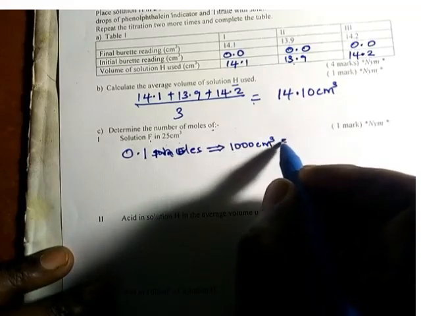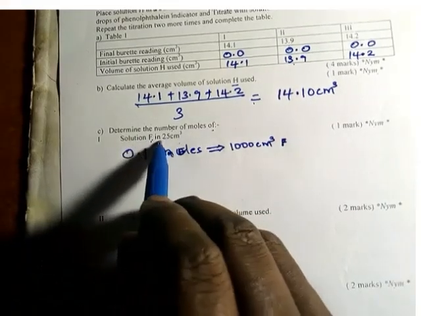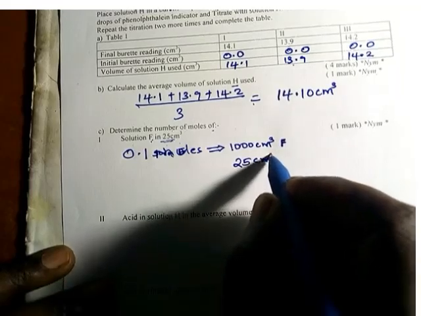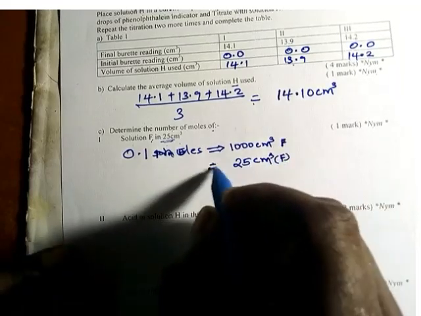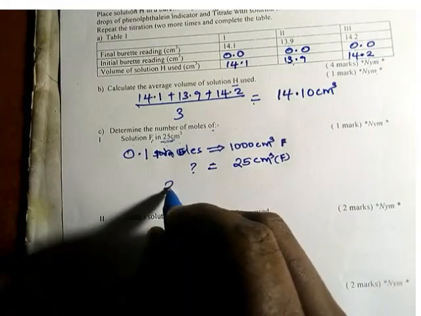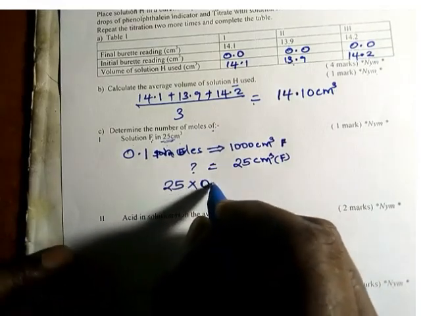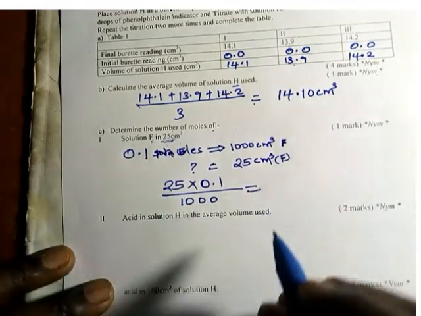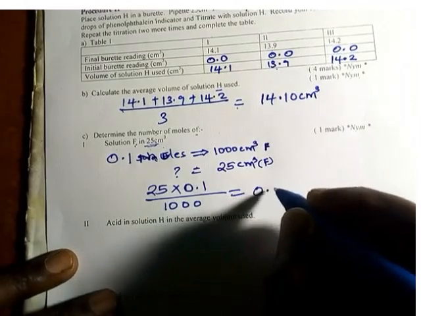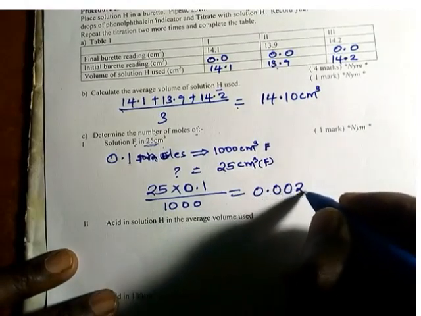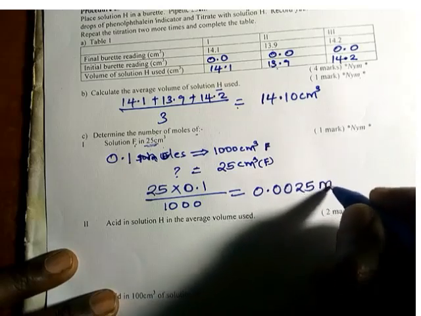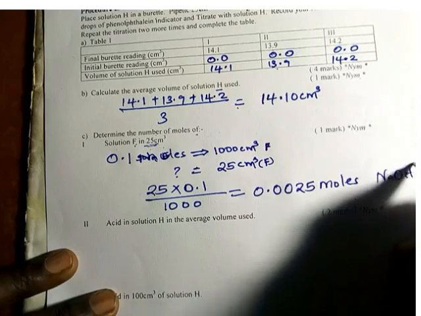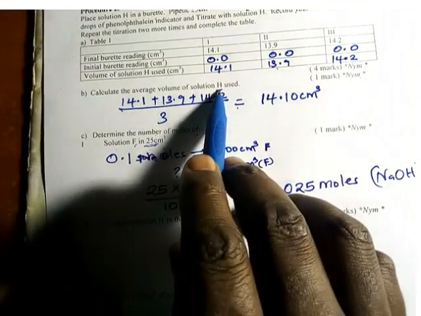What was the volume we used? We have been given 25, so we ask: 25 centimeters cube of F will contain how many moles? 25 times 0.1 divided by 1000. This will give us 0.0025 moles. So this is the number of moles of sodium hydroxide that reacted with H.